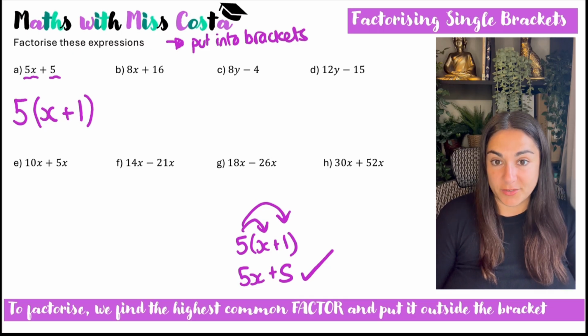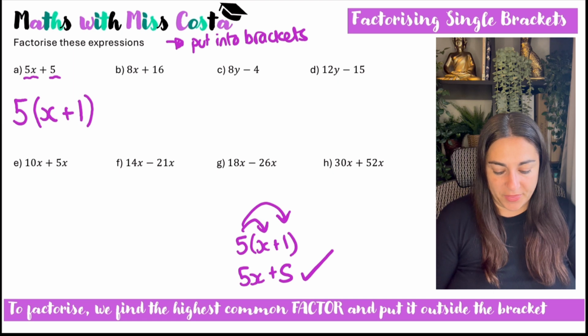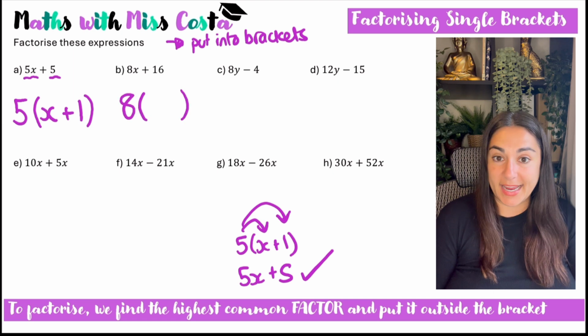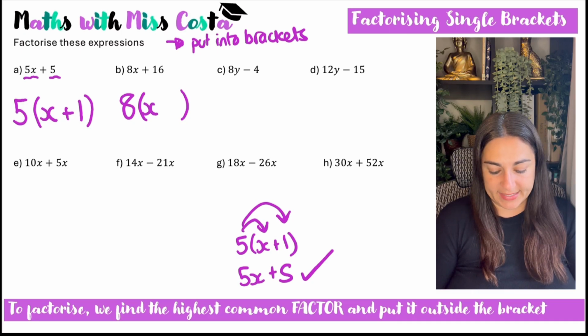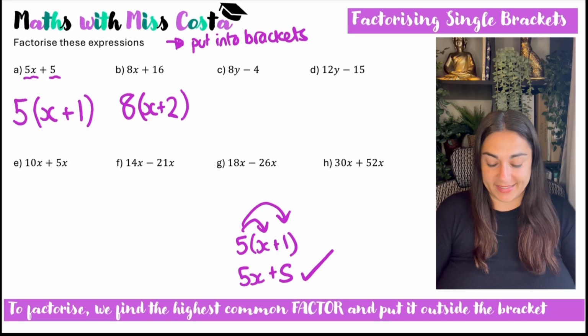So the highest common factor of 8 and 16, that would be 8. So I put 8 outside the brackets. And then 8 times what gives me 8x? That's x. And 8 times what gives me 16? Well, 8 times 2 makes 16.